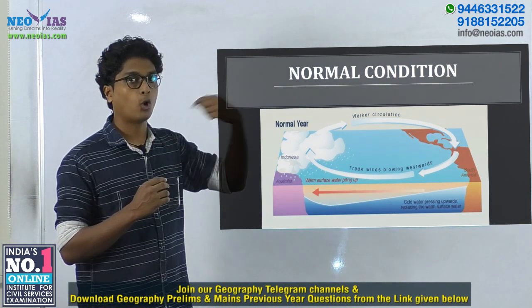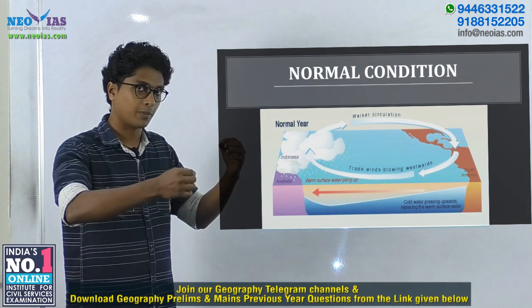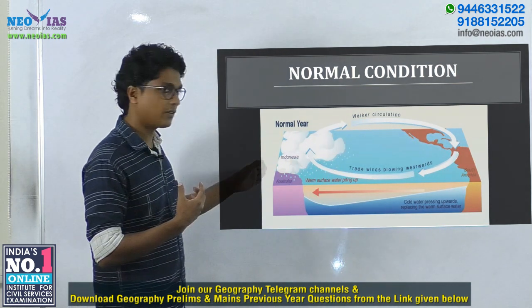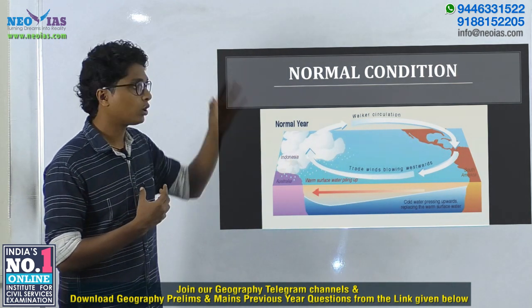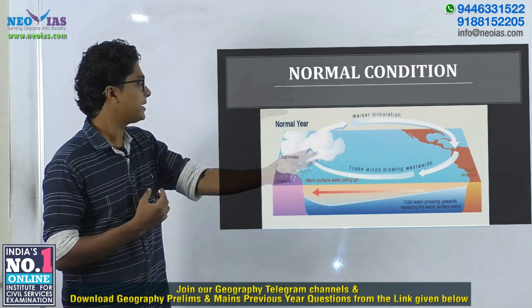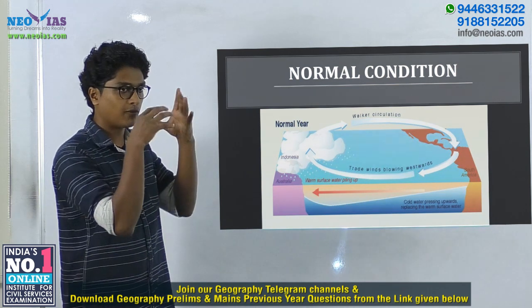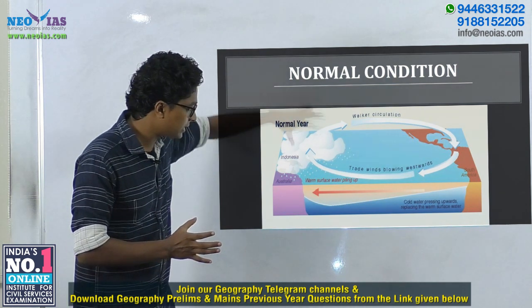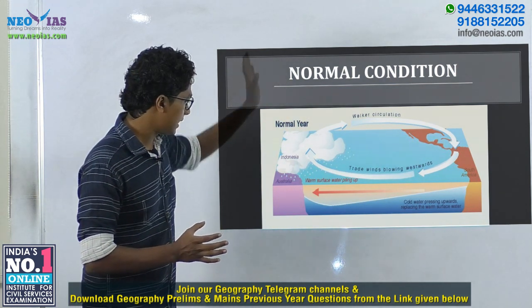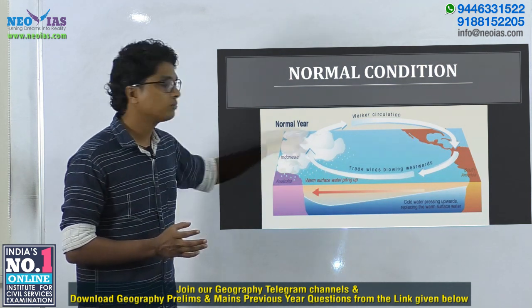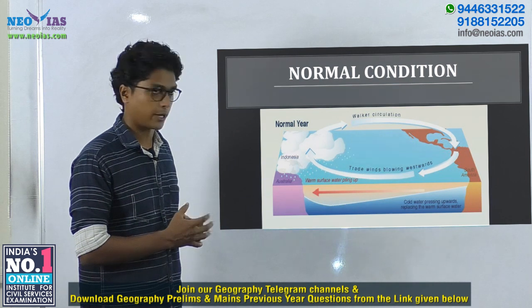Now the next thing you have to remember: if you consider the oceans, the surface ocean water will be the warmest because it is being directly heated by the sunlight. So while the trade winds are moving from east to west, the warm surface water in the equatorial Pacific Ocean will be carried towards the western Pacific Ocean, right? So the warm water will get collected in the western Pacific Ocean, near the eastern coast of Australia and Indonesia.